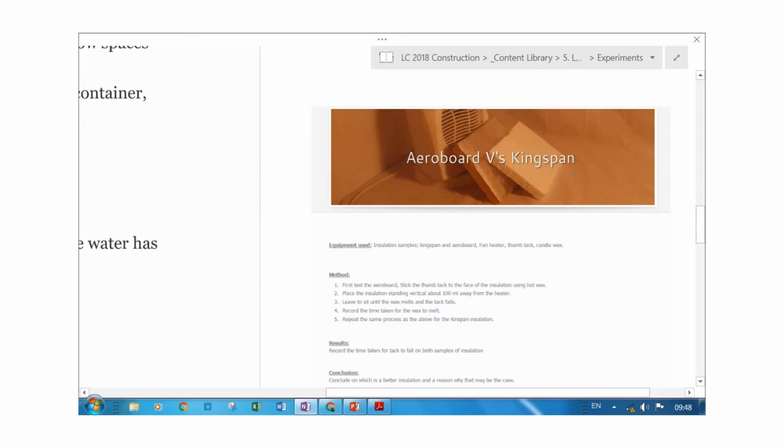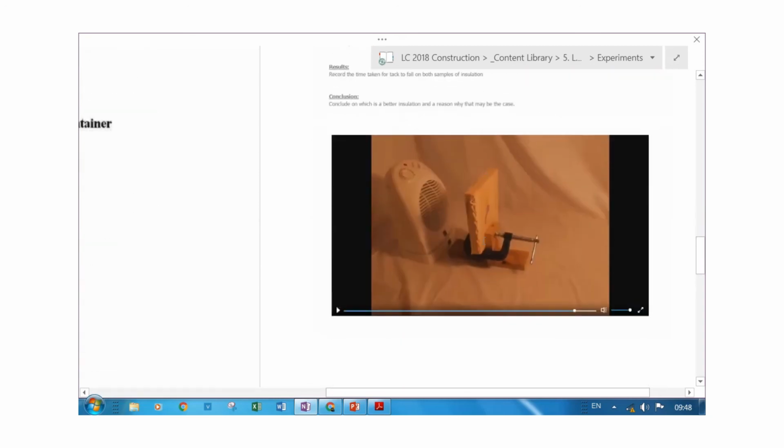Now, the next one here is for anyone that has done anything with insulation. So if you've done something with passive or, say, timber frame, this is a good and easy enough experiment to do. We have a piece of airboard insulation and a piece of Kingspan insulation. This is the experiment set up. We have an electric heater blowing out warm air, and a thumbtack stuck onto the opposite side of the insulation with a bit of candle wax. You turn on the heater and record the time until the thumbtack falls off.